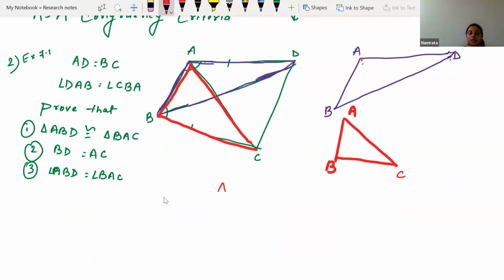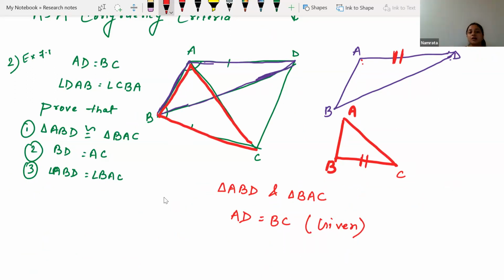If we are talking about triangle ABD and triangle BAC, it is already given that AD is equal to BC. From where am I writing this one? This was already given in the question. AD of this triangle is equal to BC of this triangle. That was already mentioned in the question. That's why I have written AD is equal to BC, given in the question itself.